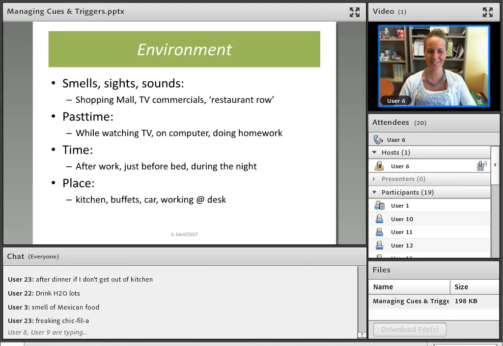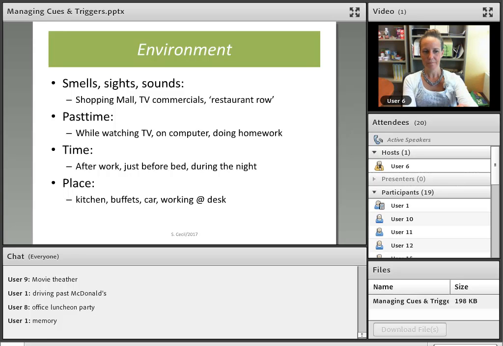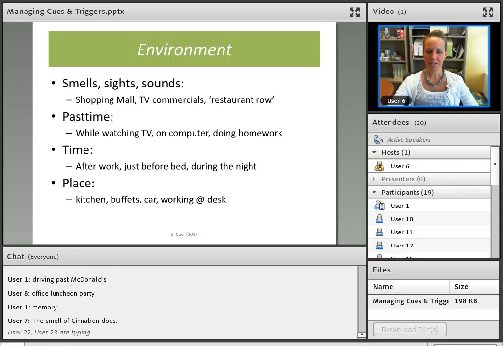Smell of Mexican food, Chick-fil-A. Watching TV. Oh, movie theater is a great one. Driving past McDonald's. So with the Chick-fil-A and McDonald's, is it the smell that triggers you, or is it just the sight of the location? Oh, memories and the smell for some folks. Okay.